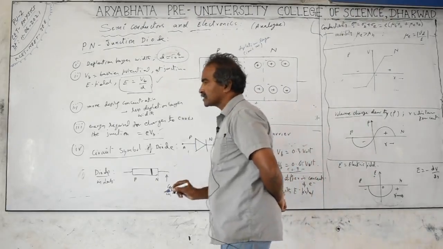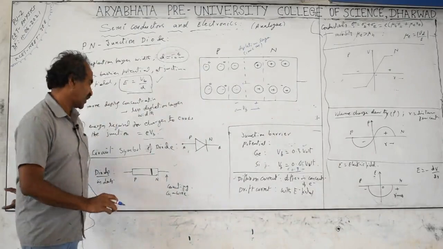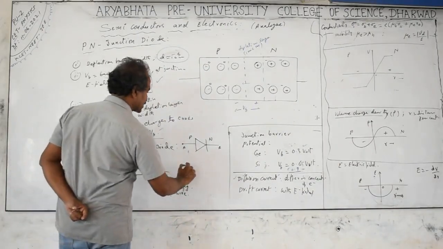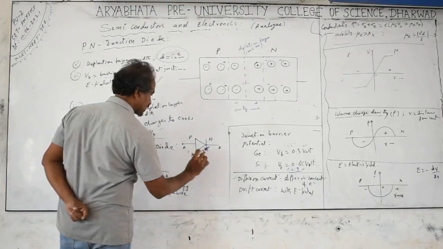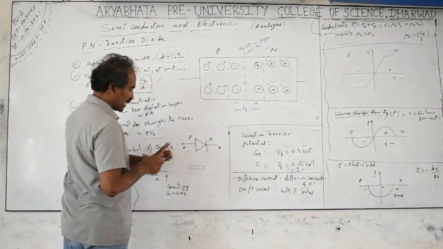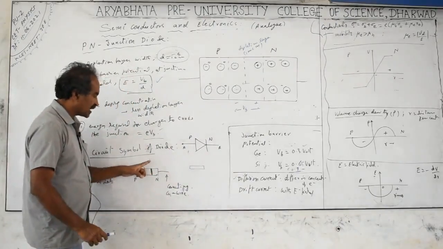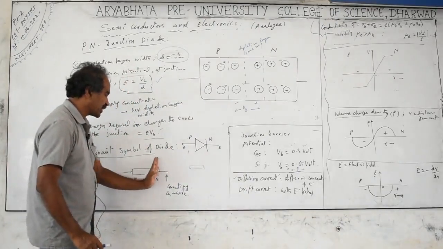But in the market or in the laboratory, what diode shape will you find? A diode in the lab is a cylindrical bar, and you find one band on the diode. The band is always towards the N side. It is not in the center, it is at the corner.